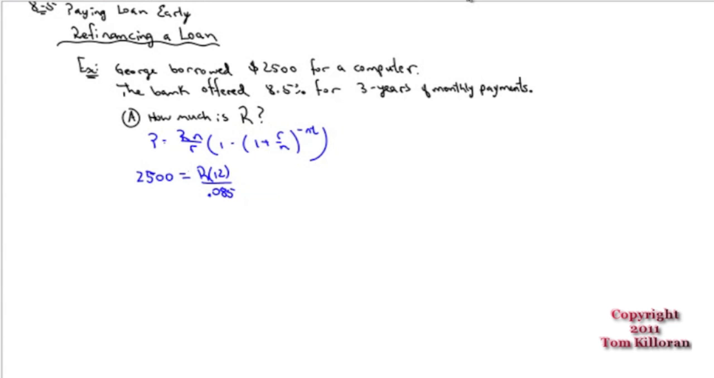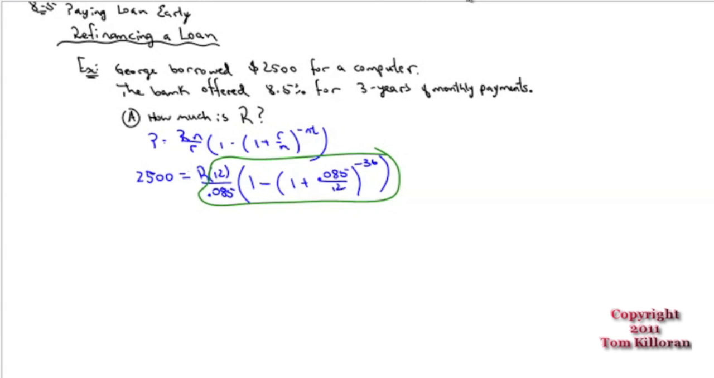0.085. Kind of high, but that's what happens when you buy things like computers that can get stolen and broken easily. 1 minus, parentheses, 1 plus 0.085 divided by 12, raised to the negative 36. It's going to be 3 years times 12, which would be negative 36. I'd rather you get used to that exponent being the number of months you're going to be making these payments. George here is going to be making 36 payments. So again, same thing. Type all this junk into your calculator and get a number.